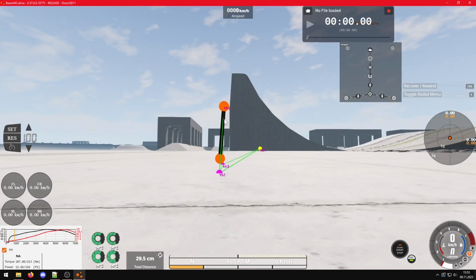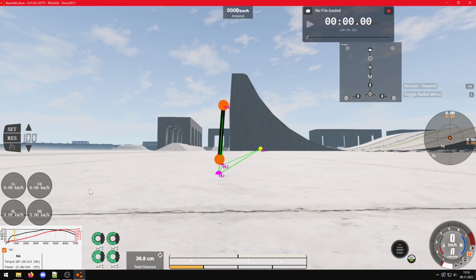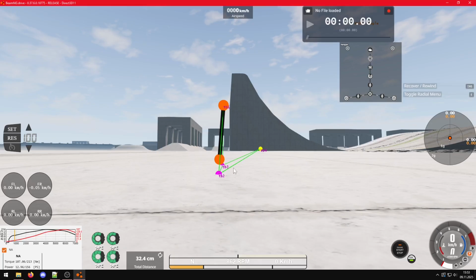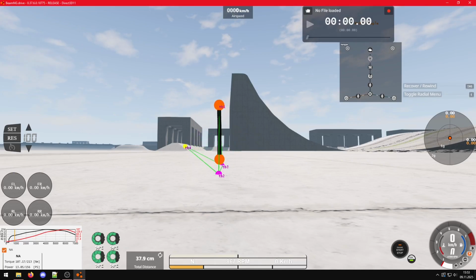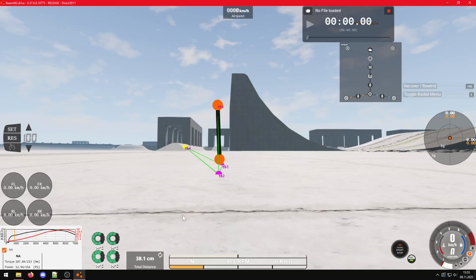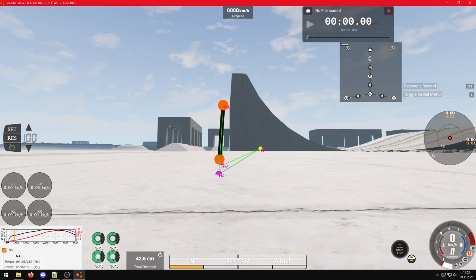Also, this angle right here is supposed to be 1 radian because that's the factor that I set here. And 1 radian is about 57 degrees, which this sort of looks like. Also, it's pretty slow. I mean, our in rate and out rate are both 0.5, so it should take 4 seconds to go the entire way, which I guess is what's happening here.